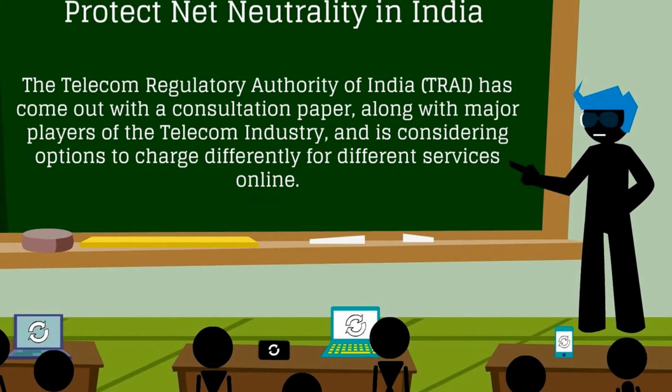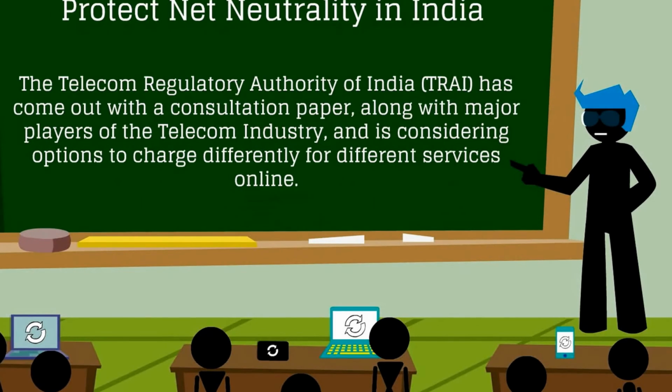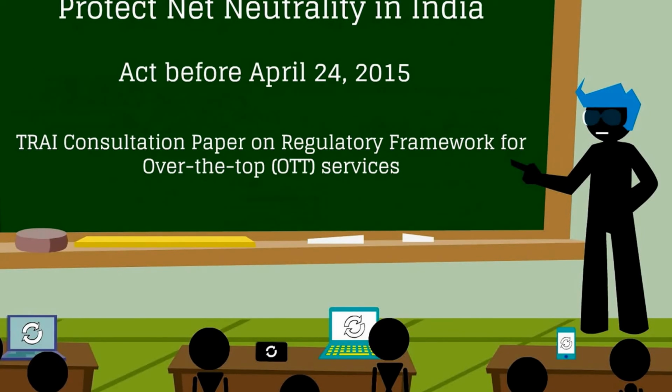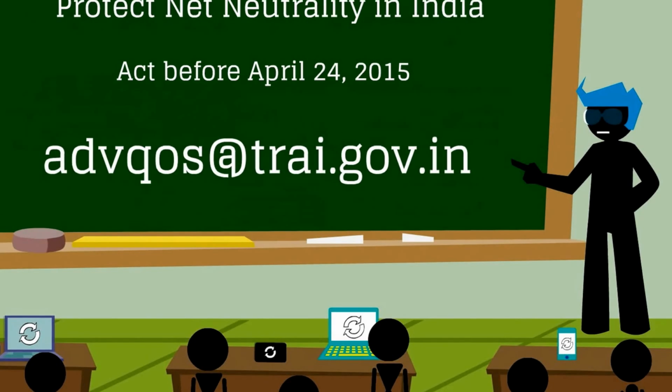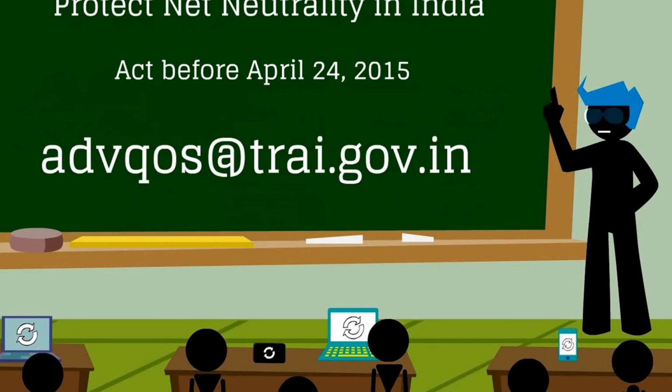The Telecom Regulatory Authority of India, TRAI, has come out with a consultation paper to get your views on net neutrality. The link is present in the video's description. TRAI holds a great deal of power over the rules and regulations that ISPs in India must abide by. If you are in India and would like to take action to prevent the end of net neutrality, I would suggest looking up their website. Before 24th of April 2015, send your views by writing to them on the email address shown here, and ask them to preserve the principle of net neutrality.